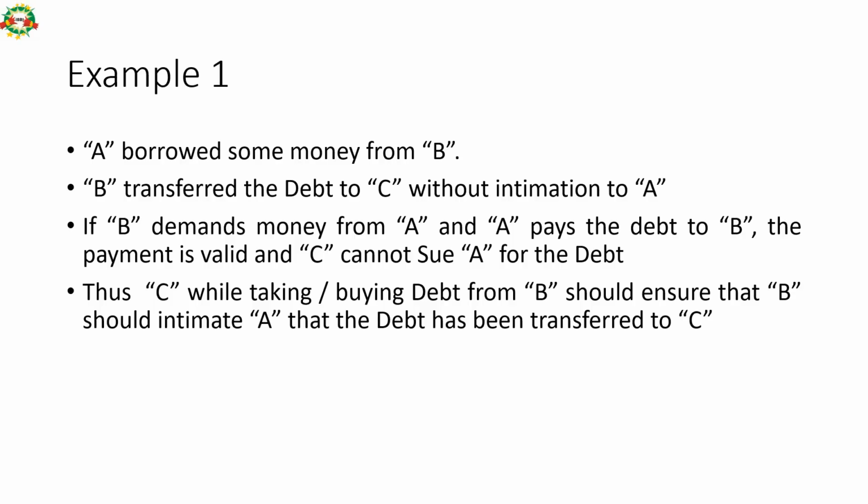Since B had sold that account to some other bank C and it was not intimated to me, I was under the impression that my bank is B. So the bank asked money from me and I paid that money to B. So now C cannot sue me for the loan amount. Thus, C, while buying the debt from B, should ensure that B intimates A that the debt has been transferred to C. So the learning is that the buying bank should ensure that the selling bank intimates the borrower that his loan account has been transferred from B to C. Now B bank has no right over the loan account and C will directly take money from the borrower.